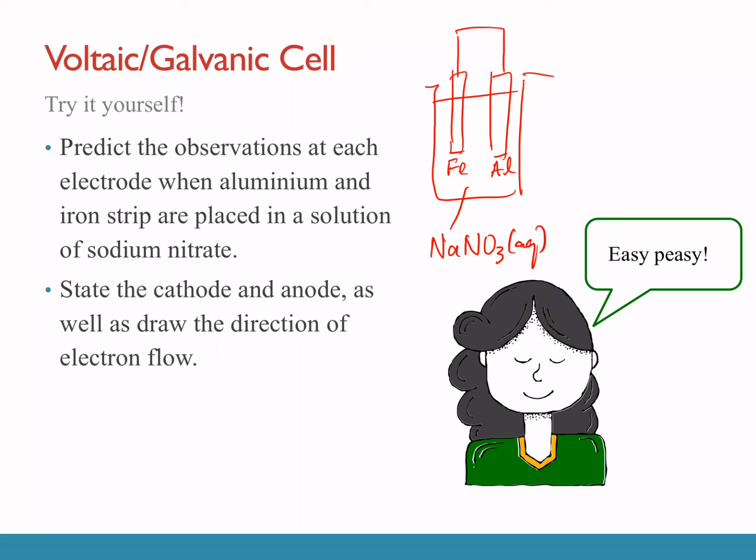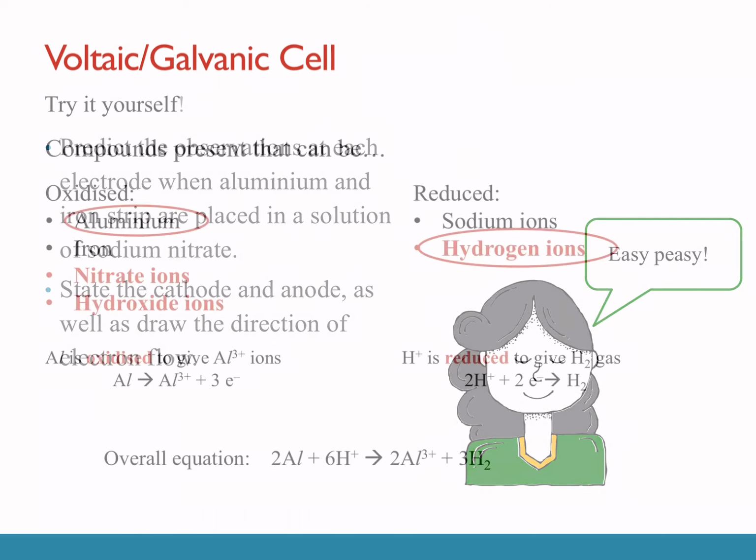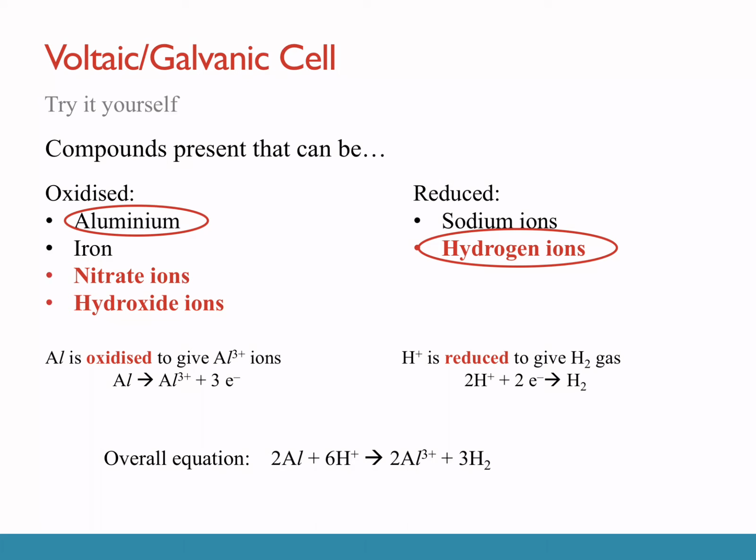First decide what is oxidized and decide what is reduced. So what are the compounds present that can be oxidized and reduced? Aluminium, iron, nitrate, and hydroxide. Reduction, we have sodium and hydrogen ions. Between aluminium and iron, again, we ignore the anions because we have reactive metal electrodes. So when we are looking at the two metals, aluminium is the one that's more reactive than iron.